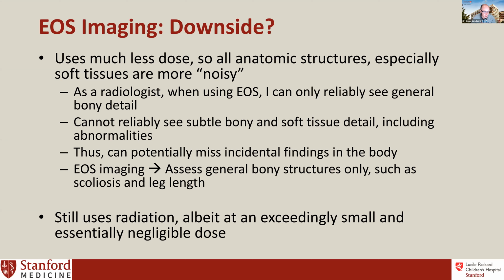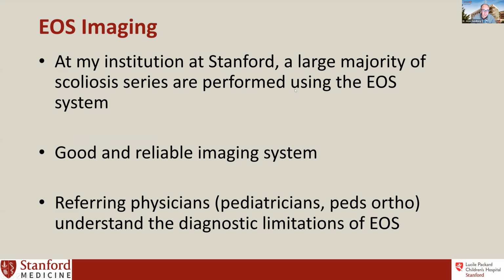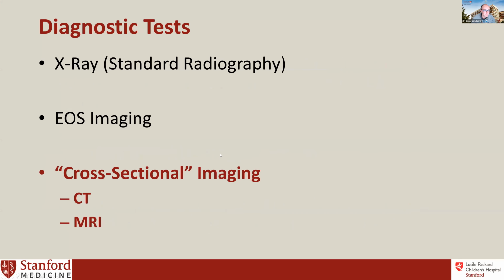So it's understood, with the orthopedists and the radiologists, the main purpose of EOS imaging is the general bony anatomy, scoliosis, leg length, things like that. I will add, as a caveat, it still uses radiation, but it's an exceedingly small and essentially negligible dose. So at my institution, a large majority of the scoliosis series are performed using the EOS system. I know it requires some maintenance here and there, but it's really good and reliable. And, as I mentioned, everybody understands the limitations of EOS.